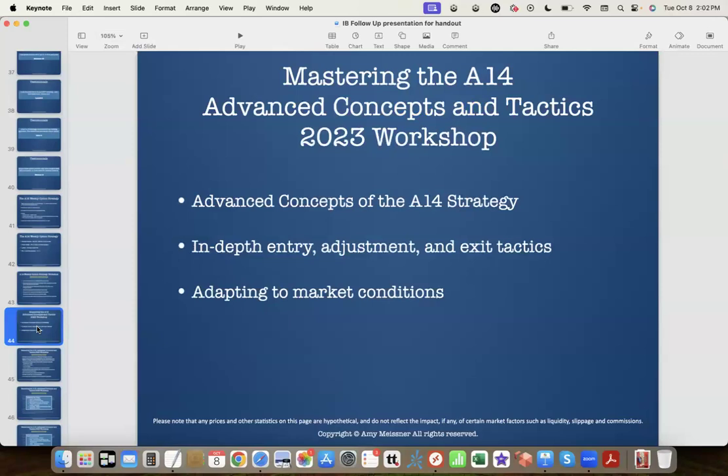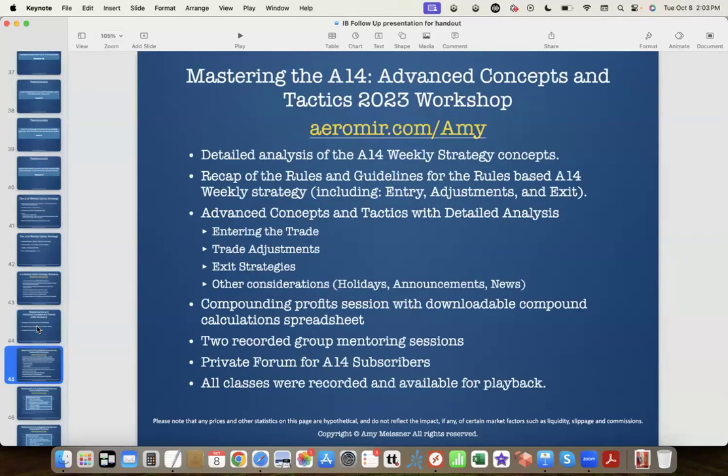And then, as I mentioned, I did come out with the advanced concepts and tactics in 2023, and that was a little bit more in depth on different adjustment and exit tactics that can be used with this strategy, and adapting to different market conditions as well. So it's just a little bit more nuanced trading and more tactics that you can use with the strategy. It kind of enhances that. And that came with detailed analysis of the concepts, a bit of a recap of the rules and guidelines, but not as much detail as the original workshop.